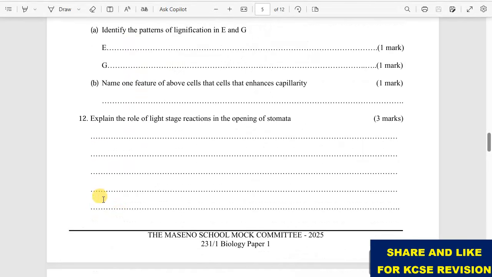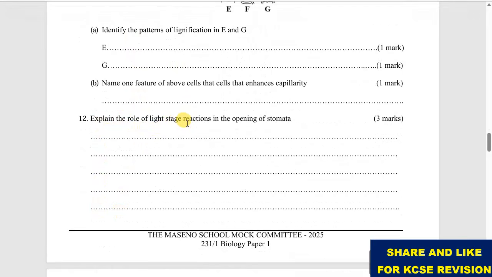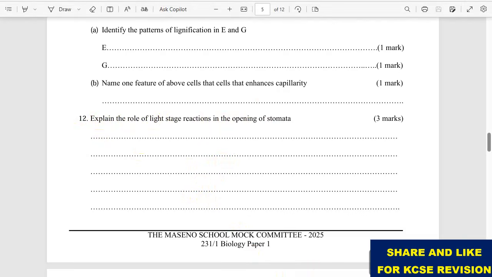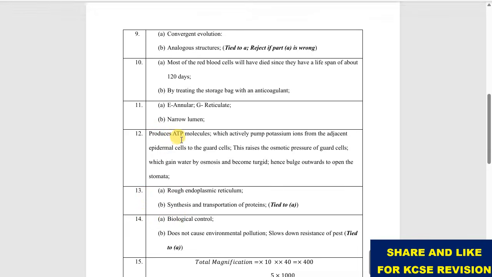Narrow lumen. Explain the role of light stage reactions in the opening of the stomata. Number 12. Produces ATP molecules which actively pump potassium ions from the adjacent epidermal cells to the guard cells. This raises the osmotic pressure of the guard cells, which gain water by osmosis and become turgid, hence bulge outwards to open the stomata.